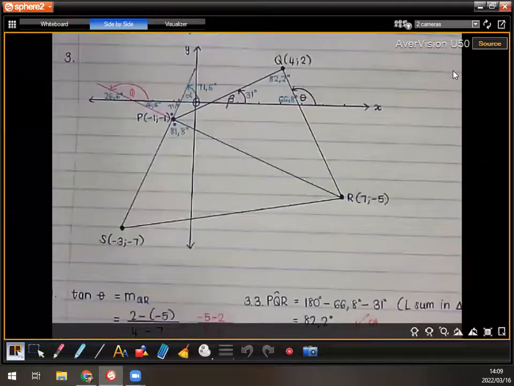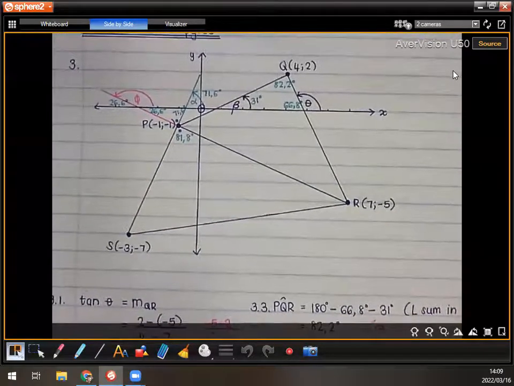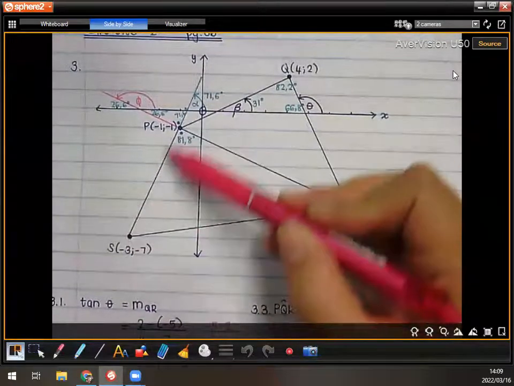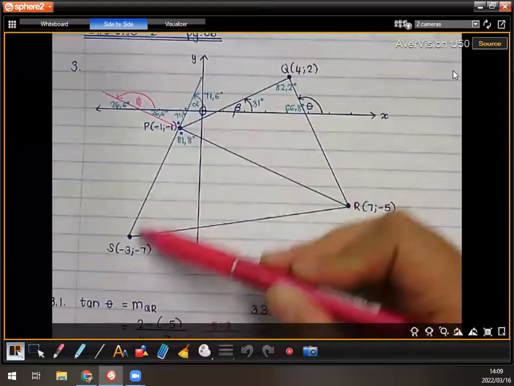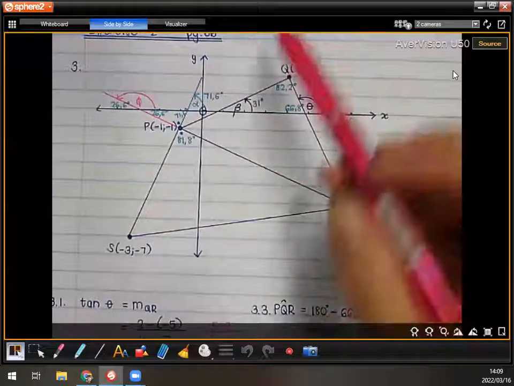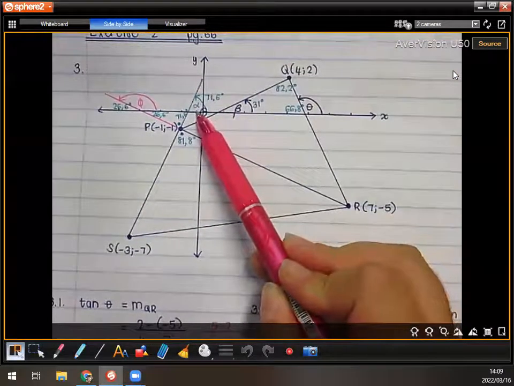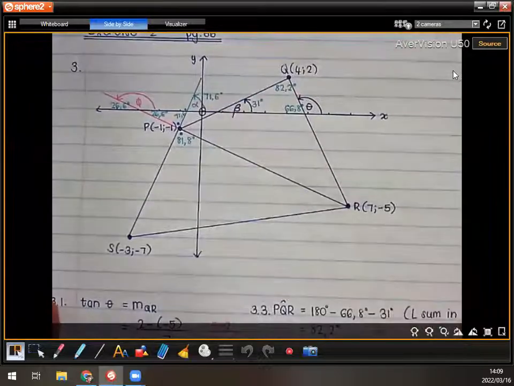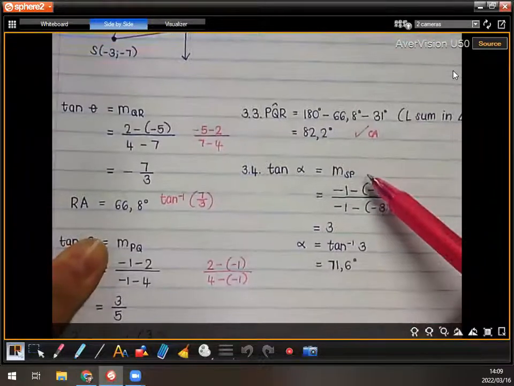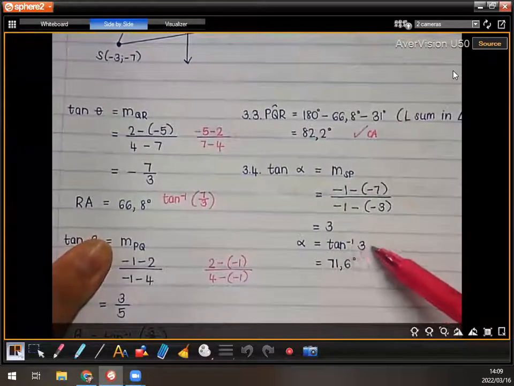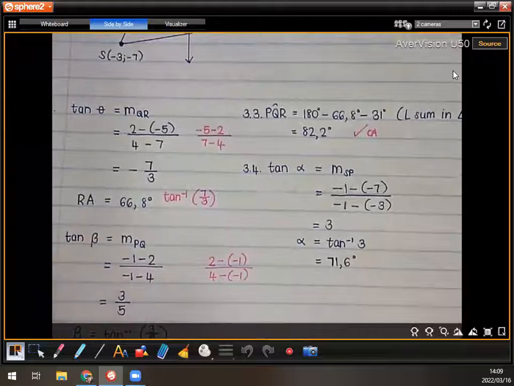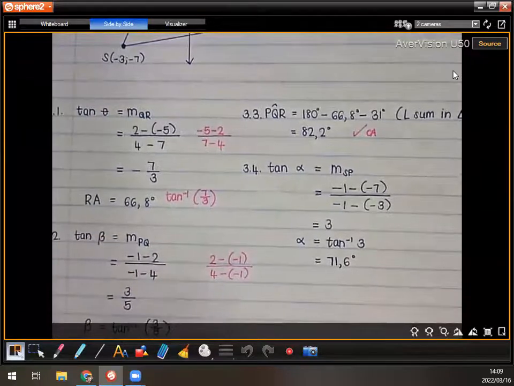3.4 was asking for the angle of inclination of SP, so this is one that we have to extend. That one there. We called that one alpha, we said yesterday. So again, you just find the gradient of SP, which was 3. You do shift tan of 3, and then you get your answer.